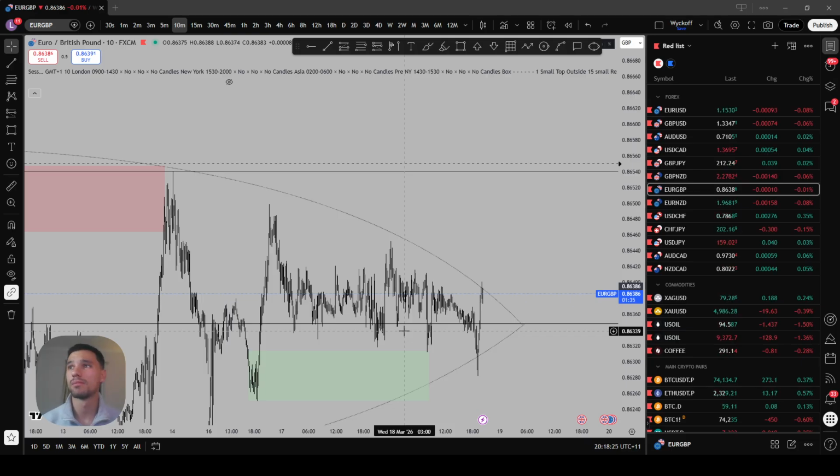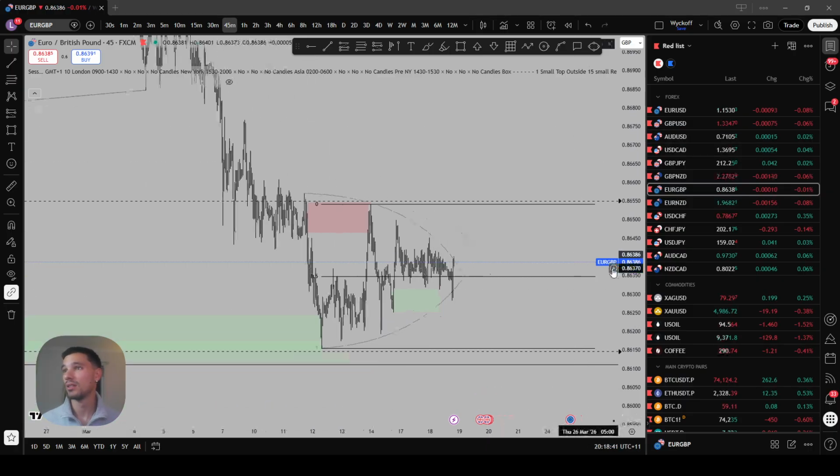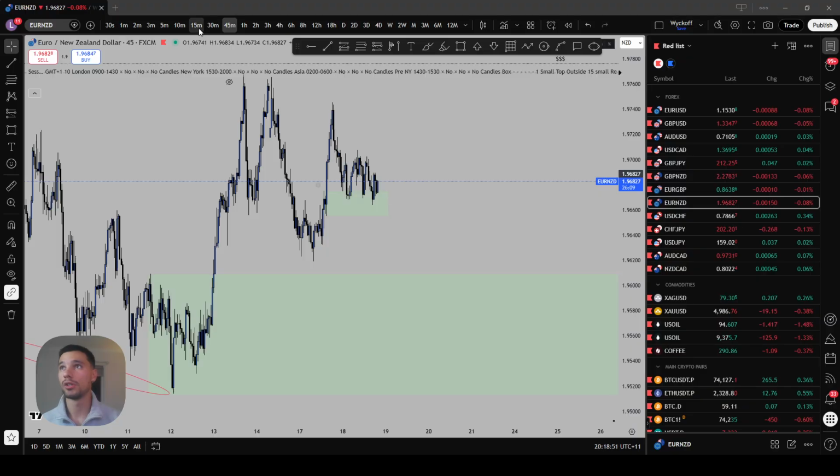And yeah, we are still in a bit of an EQ no man's land, so I kind of just want to see which way price decides to go. You wouldn't want to be really taking any trades in here. It's a very low probability. Moving on.